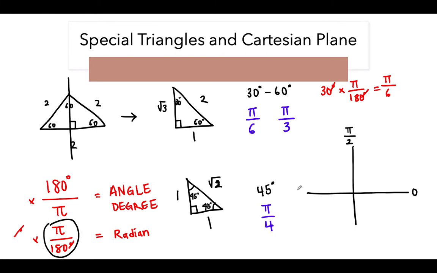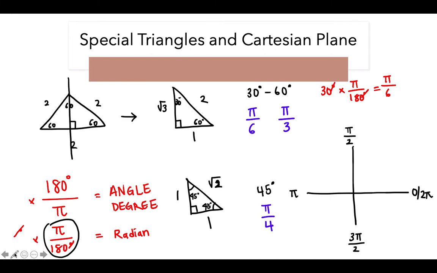Now 180 degrees is going to be pi. 270 degrees is going to be 3 pi over 2, which makes sense, which is 1.5 pi. And if it's 360 degrees, we're going to say 2 pi. Okay. So 1 revolution is equal to 2 pi. Or you can say pi is equal to 180 degrees.